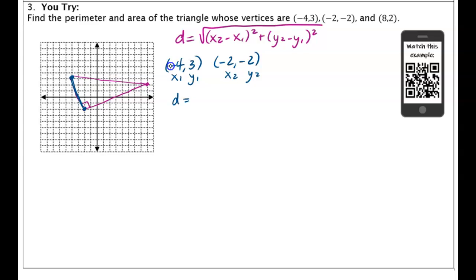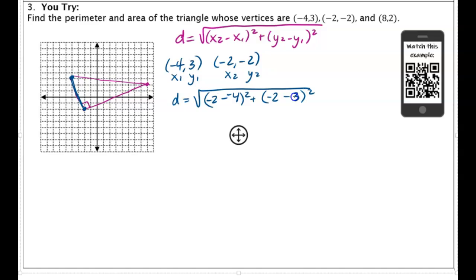So I'm going to say d equals, and I'm going to set up my formula without putting numbers in so that when I do put the numbers in, I don't really have to think too hard. All right, so x2 minus x1 would be -2 minus -4. And then the next parentheses is y2 minus y1, so that would be -2 minus 3.